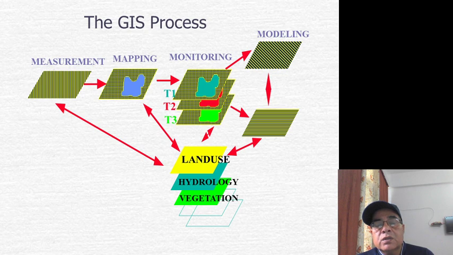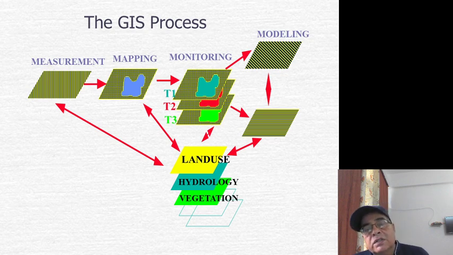So putting these together is nothing but the process of mapping, right? We know that there are certain things which are common in nature, and then we are putting these into one class, so that is our mapping. When we do the mapping over a period of time, then we call it monitoring.